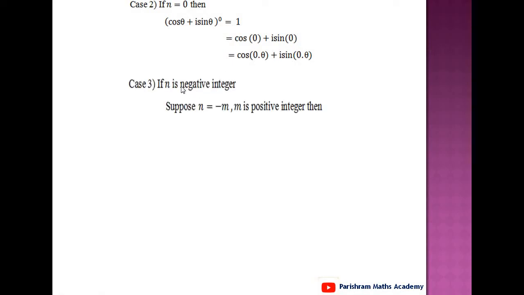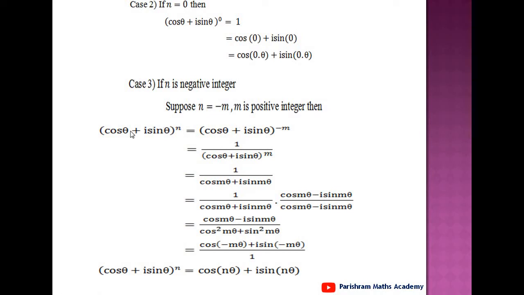Case three: if n is a negative integer. Suppose n equals −m, and therefore m is a positive integer. Therefore (cos θ + i sin θ)^n equals (cos θ + i sin θ)^(−m). But this (cos θ + i sin θ)^(−m) is the same as 1 upon (cos θ + i sin θ)^m.